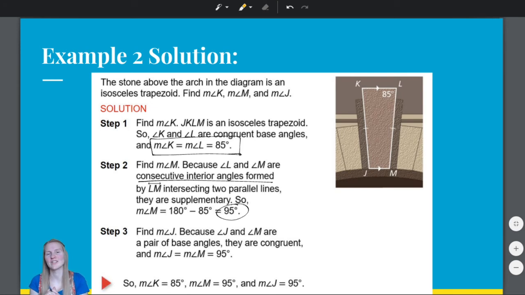See how many different ways there are to do these problems? That's one of the things that I love so much about Chapter 7. So, measure of angle K is 85, measure of angle M is 95, and measure of angle J is also 95. Awesome. We were correct.